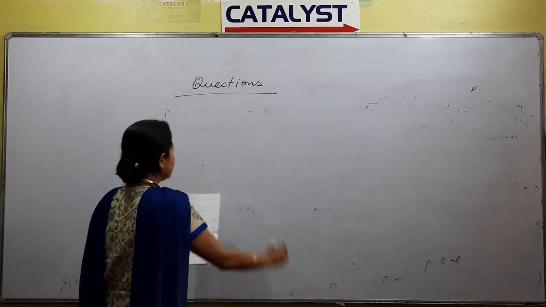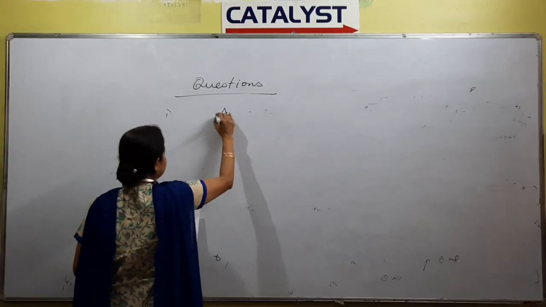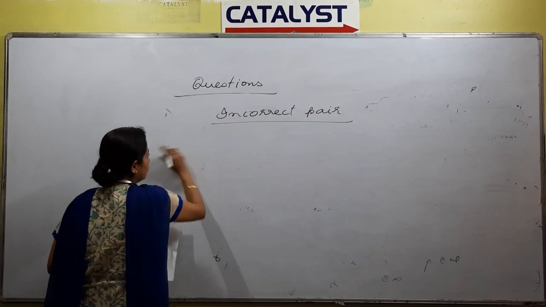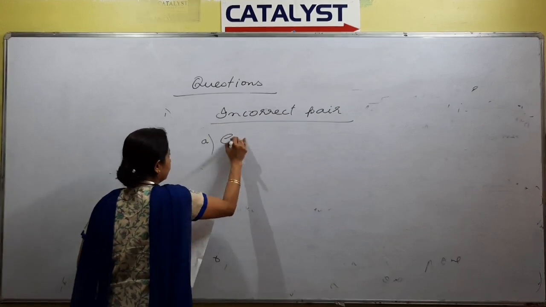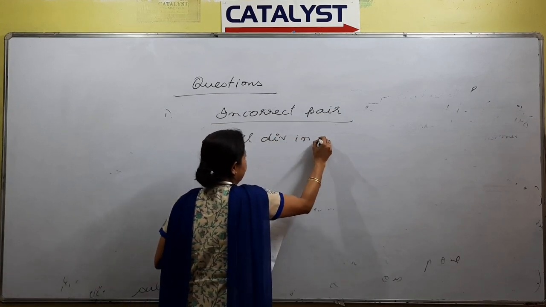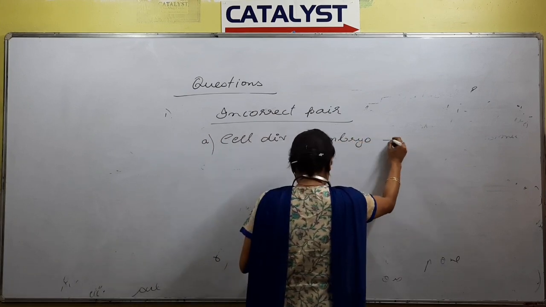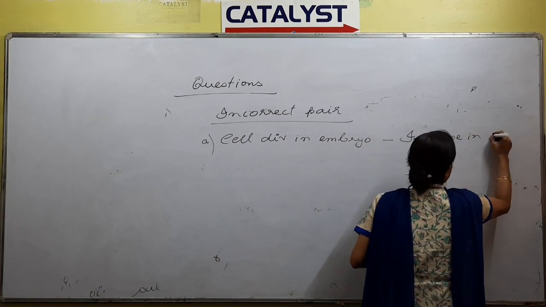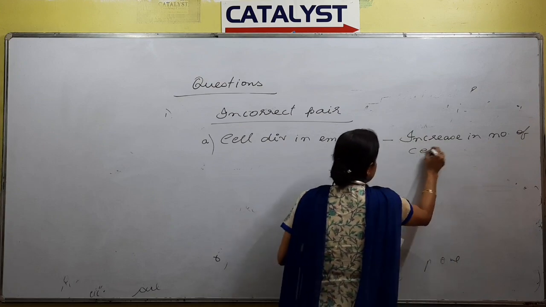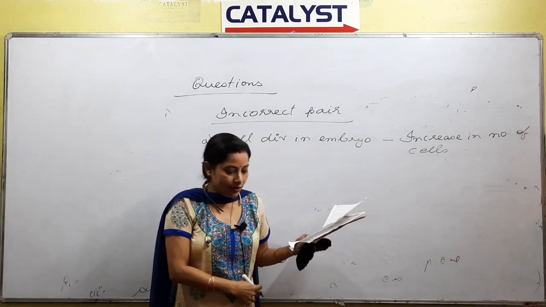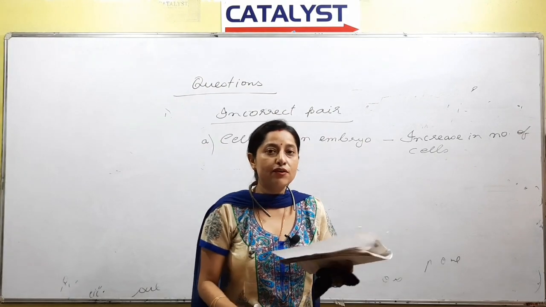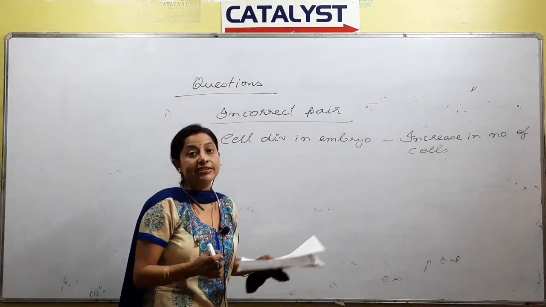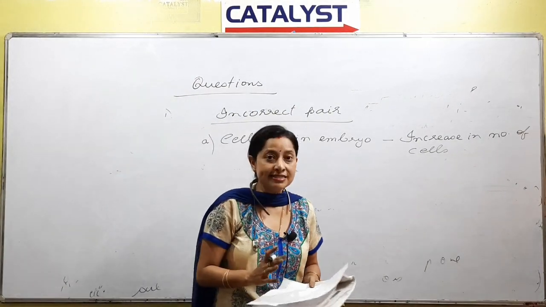Next question, choose the incorrect statement. You have to choose the incorrect pair. Cell division in embryo increases the number of cells. So these questions that we are discussing have been taken from various books and also some questions have already been asked in your NEET, right? So I have brought a few questions so that you have an idea of the type of questions that you have to read from this lesson, right?